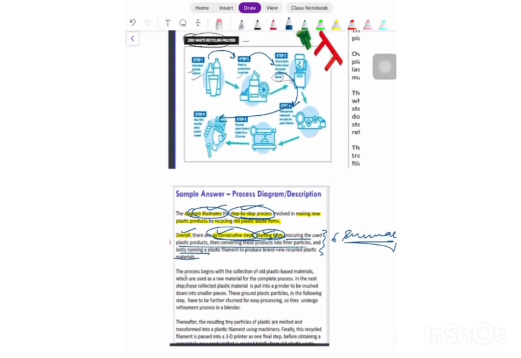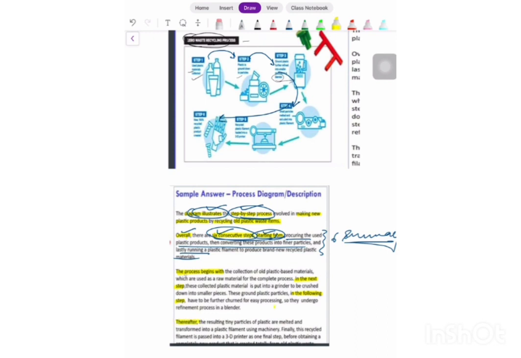Now the process begins with, so this word also you can use, begins with, everywhere in the answers, the collection of old plastic based material which are used as raw materials for complete process. In the next step, this word can also be used universally. These collected plastic material is put into a grinder to be crushed down to smaller pieces. These ground plastic materials, in the following step, very good usage of word, have to further churn down for easy processing, so they undergo refinement process in a blender.